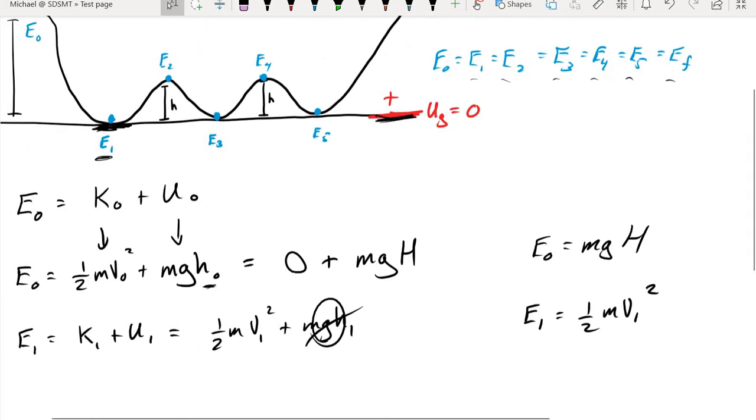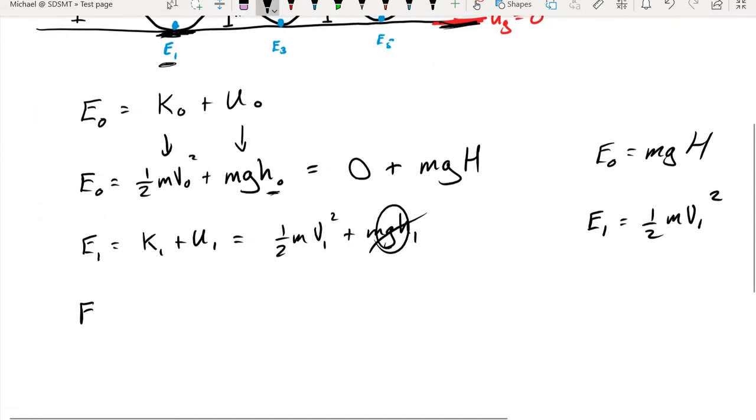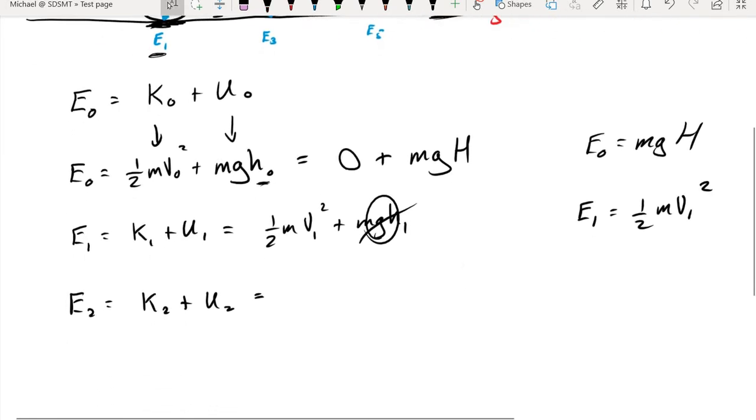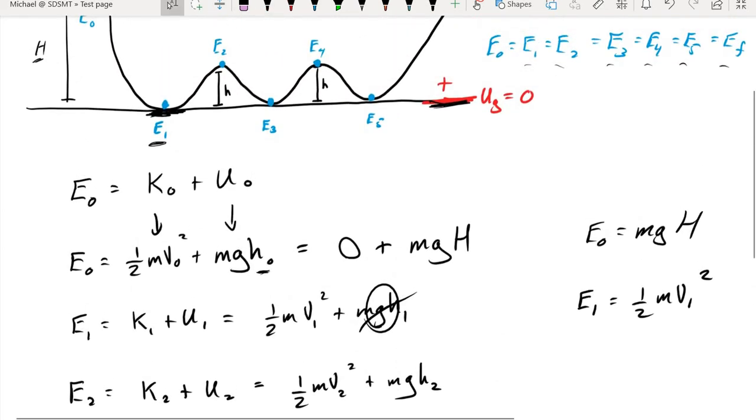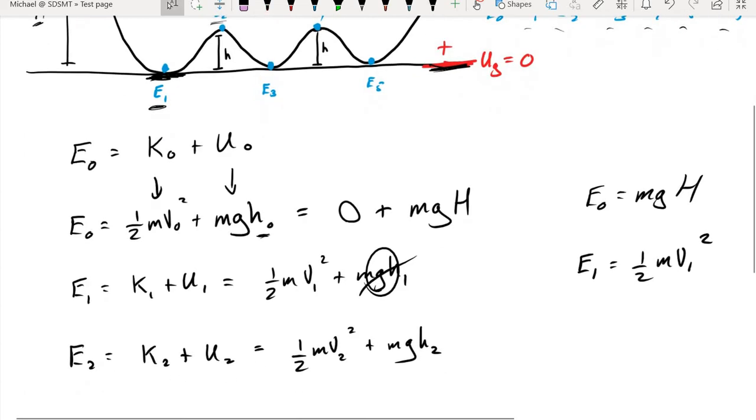So what happens when we get to E2? E2 will have energy in the form of some kinetic and some potential. Those kinetic and potential values will be based on the speed and height at that location. Now, we really have no idea as to just how fast this cart is traveling when it gets to the top of this smaller hill. And so we don't want to make the mistake of saying that the velocity is 0. Okay, we don't know that for sure.